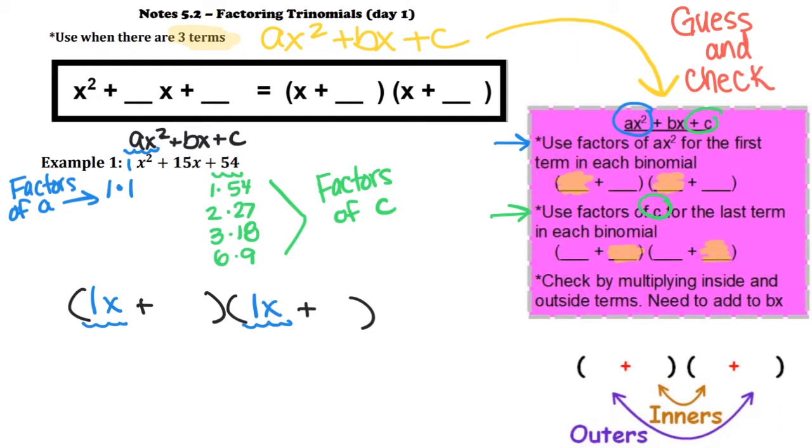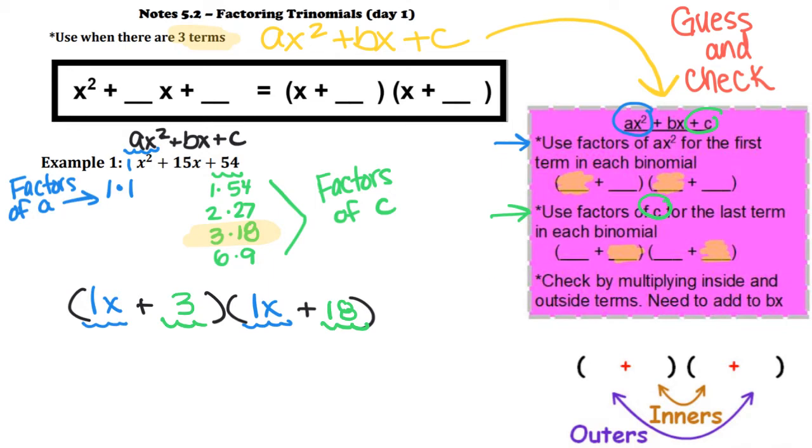All right, here's where that guessing comes into play because we have a bunch of factors for c, and I can only try one pair at a time. So kind of go down the list. It truly is a guess and check. So pick one to start. Let's say 3 and 18 is kind of standing out to me right now. So I'm going to try this pair right here. So I will put the 3 and the 18 in the second spot for each binomial.